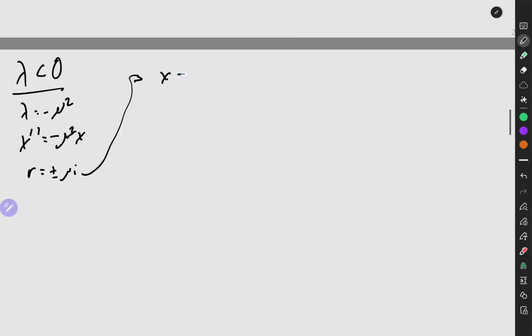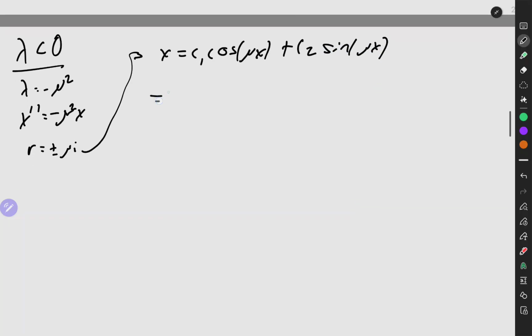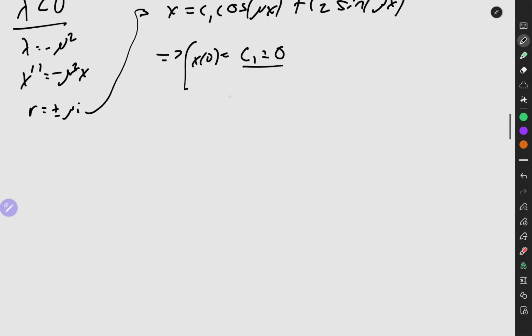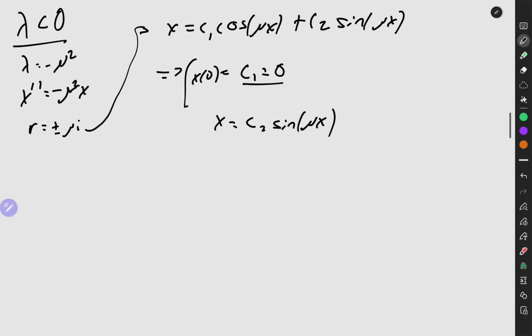Use our shortcut. First boundary condition: C1 equals 0. That leaves us with this. Next boundary condition.